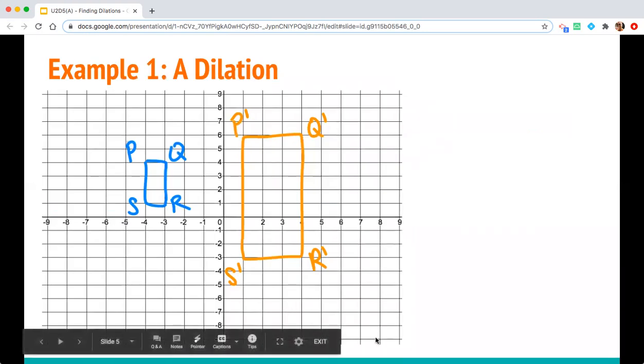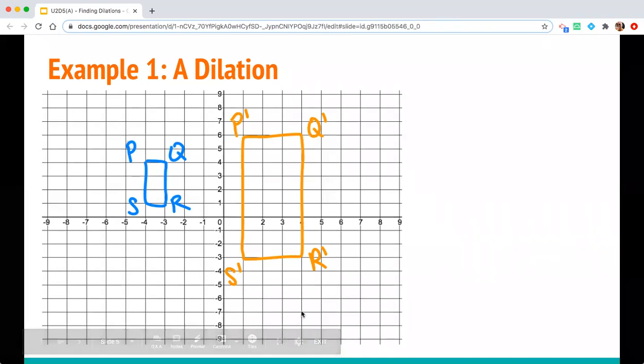We'll start here with figures P, Q, R, S, and figures P prime, Q prime, R prime, S prime. So when we're looking at trying to figure out if these are similar, we're going to, of course, compare the ratio between the corresponding sides. We are always going to want to do this by starting with the side lengths of the image. That's because when we're trying to find the scale factor, we start with the measurements on the image. So we'll start with PQ and P prime, Q prime.